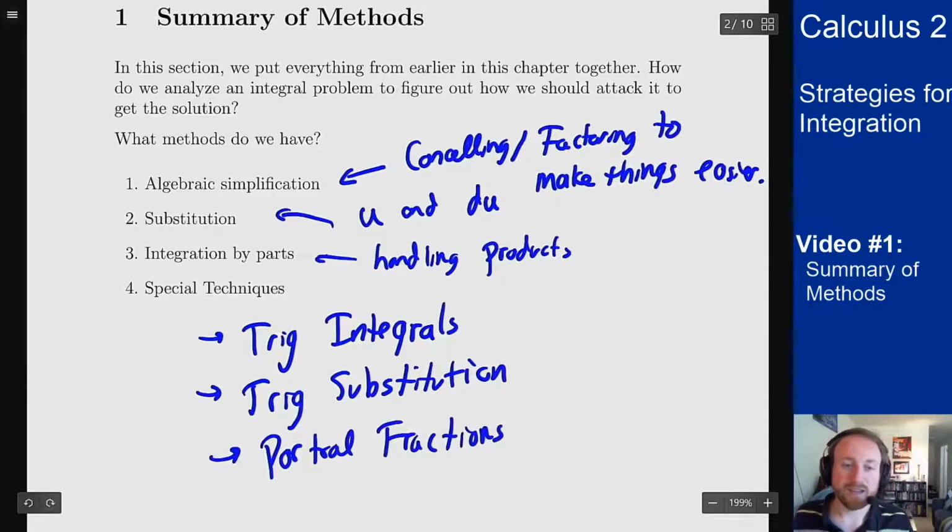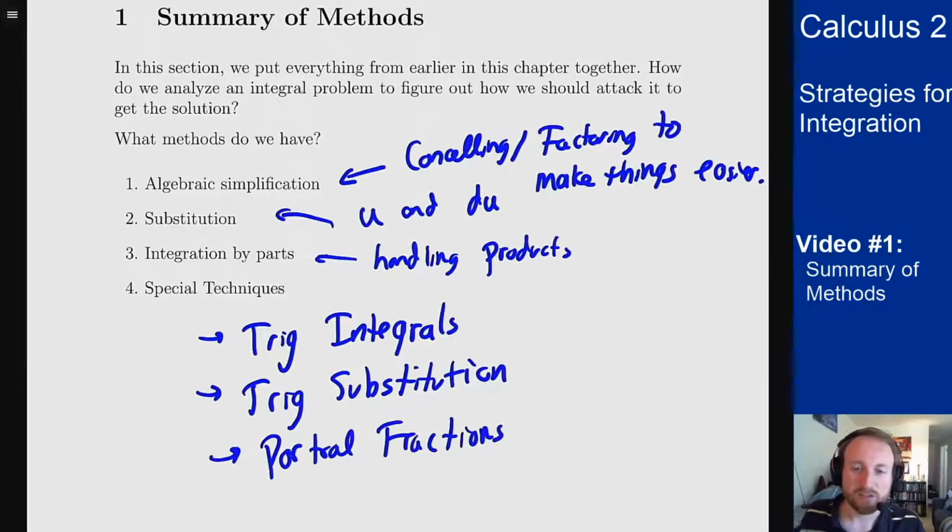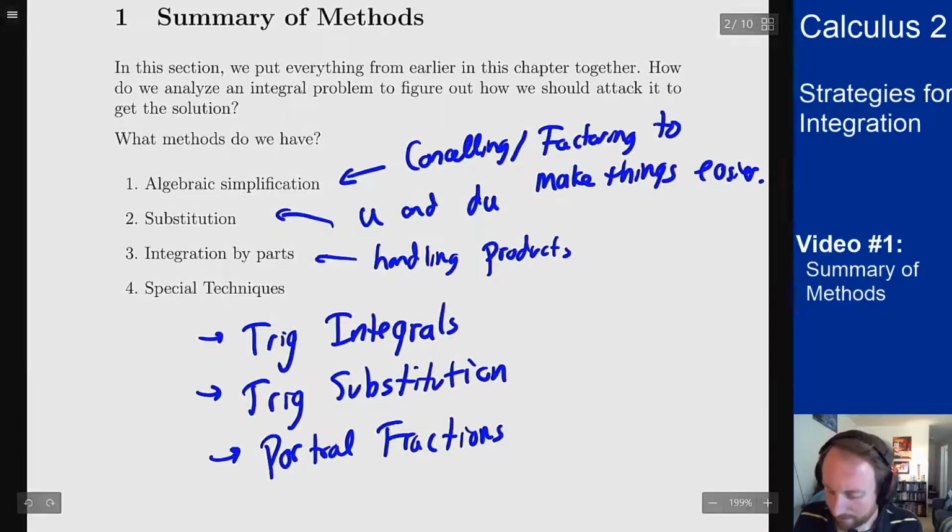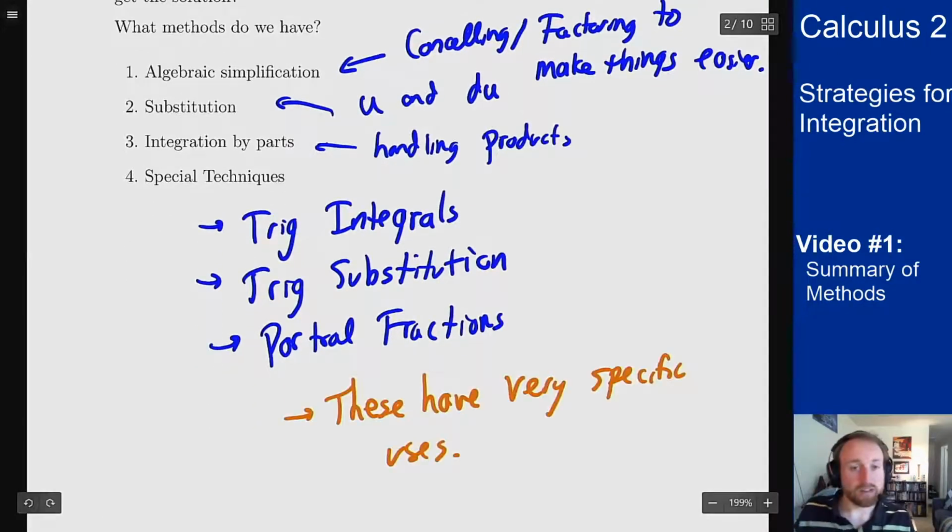The idea being these last three have very specific circumstances in which they become important. They're super important when they show up, but they only appear in certain situations, so it's easy to figure out when those do and don't apply. And the point here is to figure out what all these do, how they relate to each other, and how I can use that to help me solve a problem.